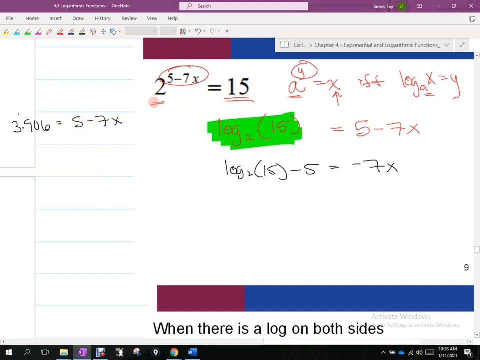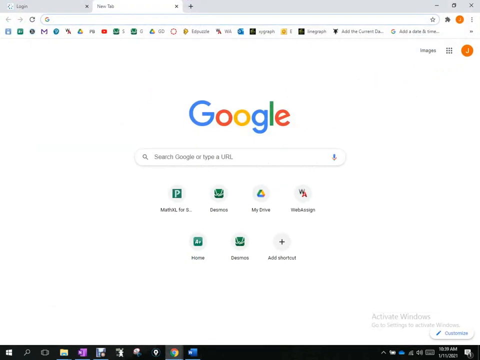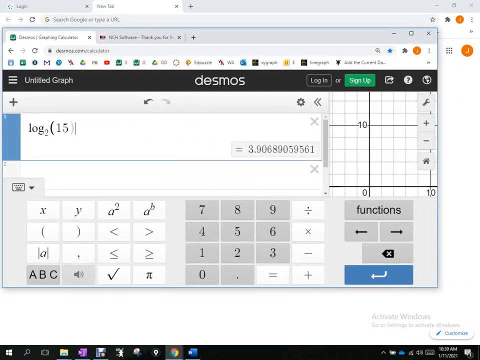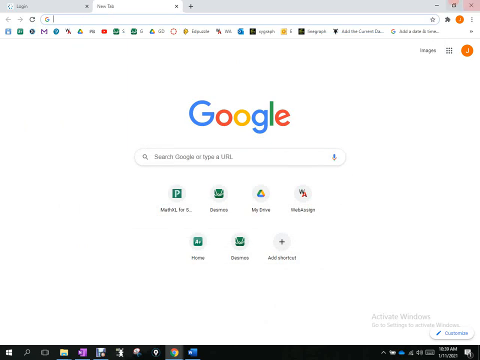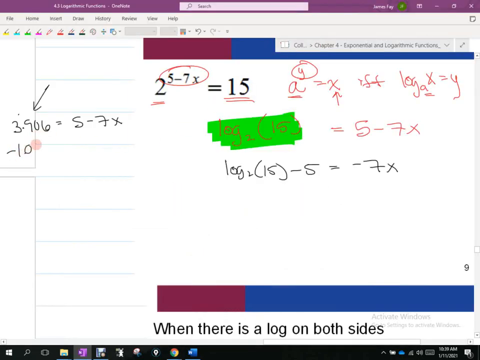A lot of times, if you're a person that struggles with the word logarithm being over here, okay, maybe you go to the side and say, okay, I'm going to take log base 2 of 15. I'm going to maybe round it to the thousandths place. And if I was going to solve that equation there in black, 3.906 equals 5 minus 7x, first thing you do is subtract 5, right? And you're going to get negative. If I subtract 5 from that, I'm going to get negative 1.093 is equal to negative 7x, right?